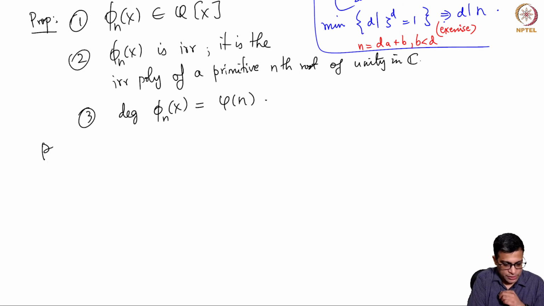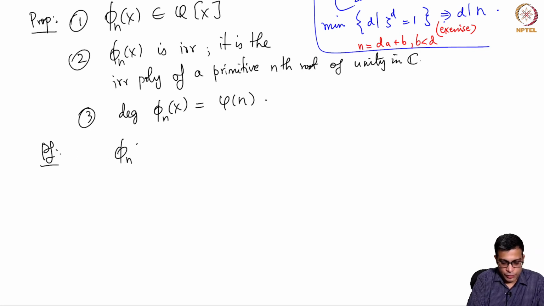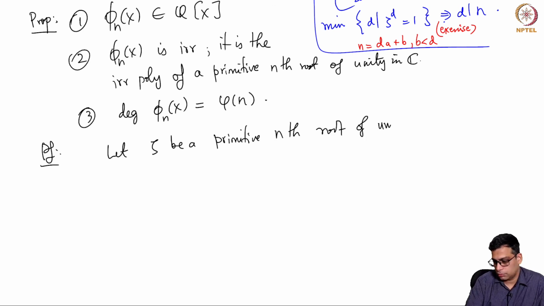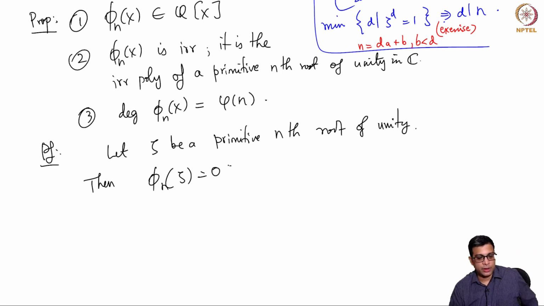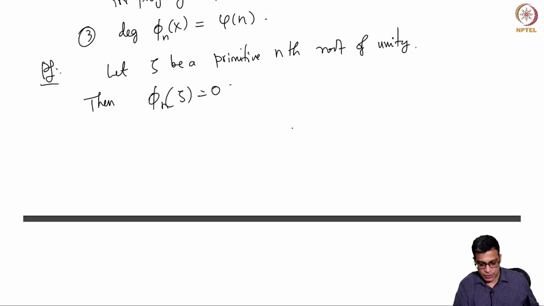Okay, so let's prove this. Okay, so we know that, let zeta be a primitive nth root of unity. So then certainly we know that phi n of zeta is 0, right? Because phi n is the product of x minus zeta for all primitive nth roots of unity, so x minus zeta will be one of the factors. So this is 0.